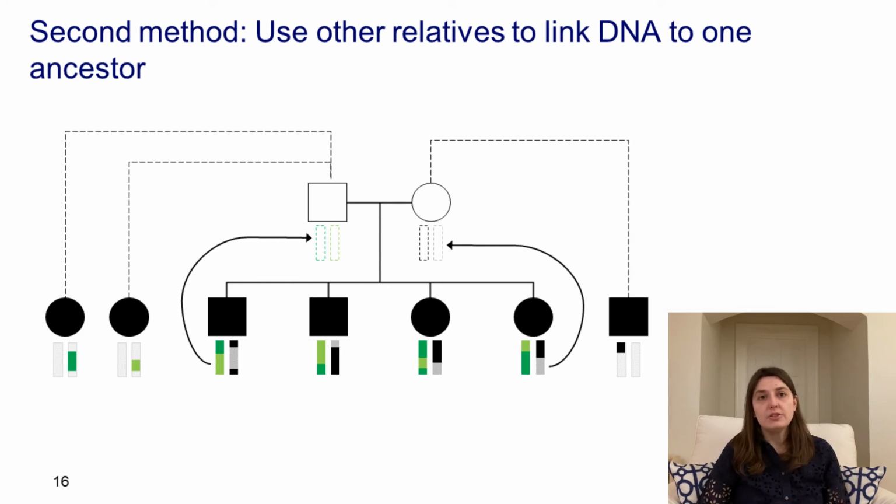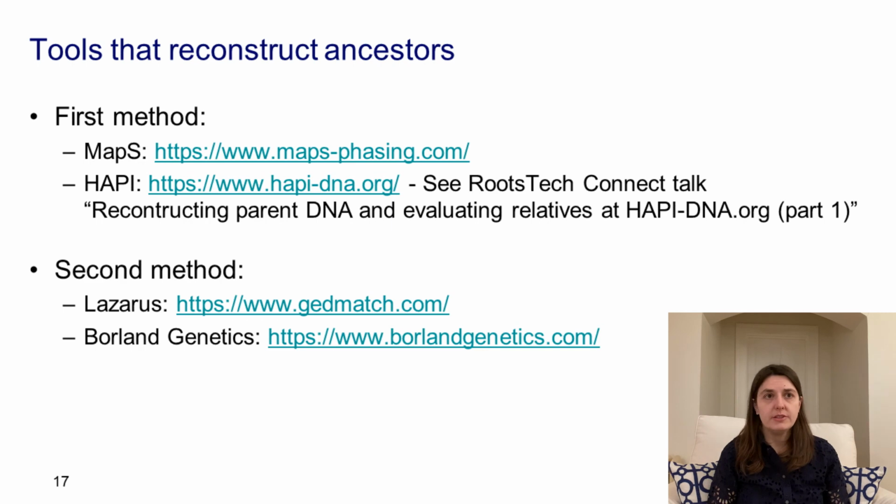And even though this picture shows a set of siblings and other relatives, this same principle applies for the cousin case. All we need is individuals that are related to the common ancestors but not descended from them. So lastly, tools that do these forms of reconstruction. The first method is done by MapS and Happy. Happy is the subject of another talk here at RootsTech Connect. The title is on this slide. And then this second approach is done by Lazarus at GEDmatch or by Borland Genetics. And so I encourage you to check these tools out and try to make use of them.